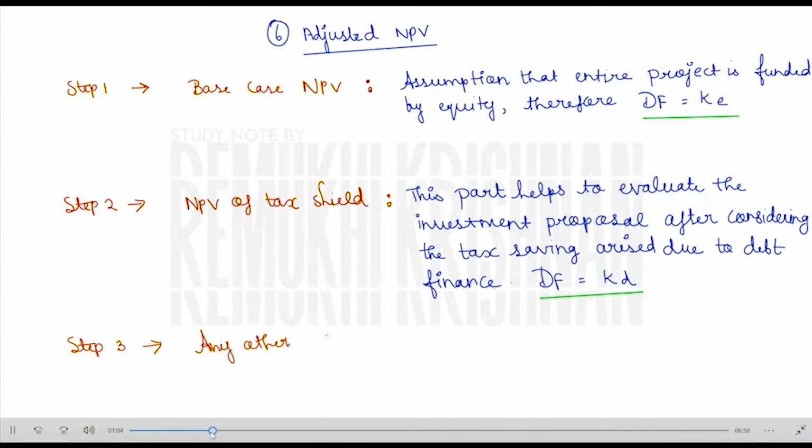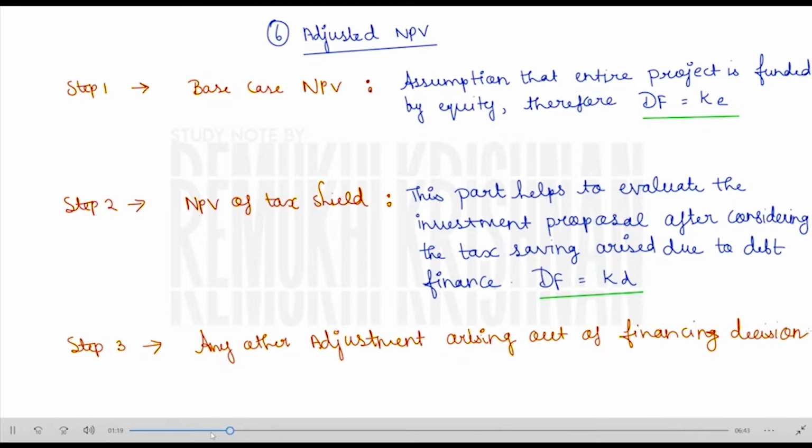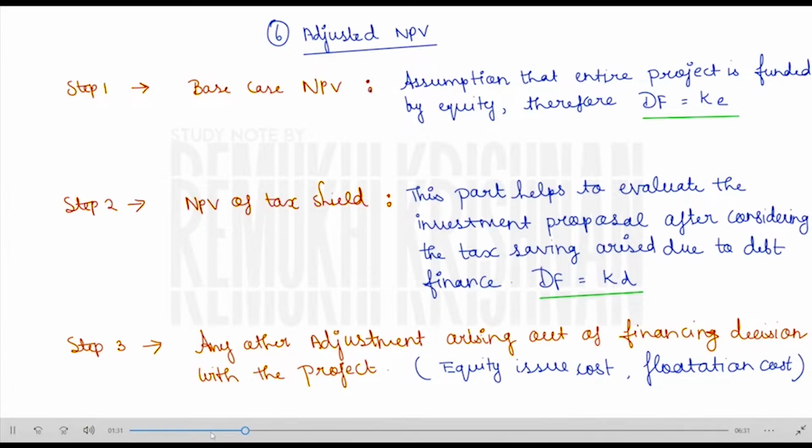Step 3 is any other adjustments made in relation to the financing decision. So what can happen at the time of the financing decision? We may raise equity, right? Or we may incur debt. So adjustments like procurement cost of the debt or the equity, the issue cost, and such other flotation cost will be considered here. After doing all these three adjustments, you will arrive at your answer, that is your adjusted NPV.